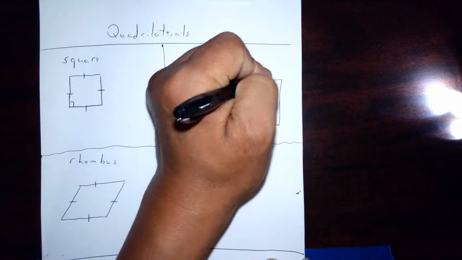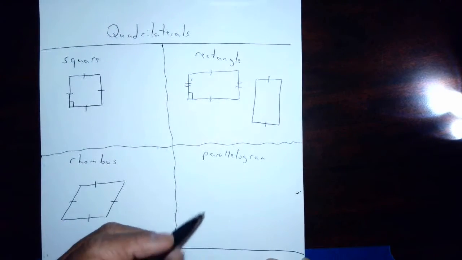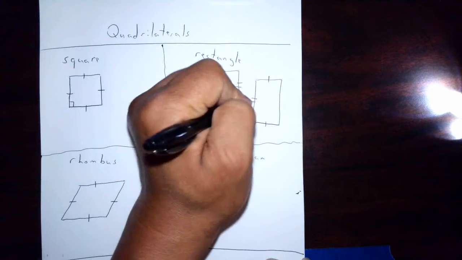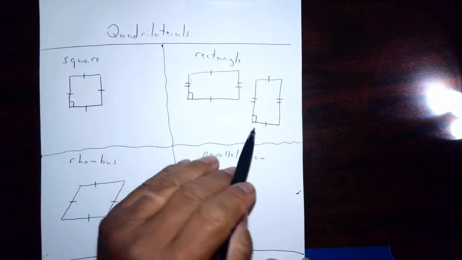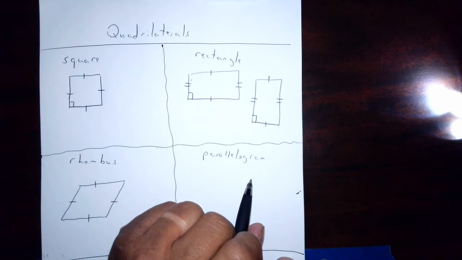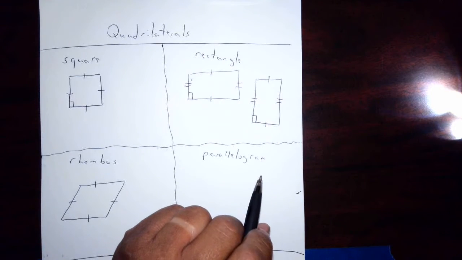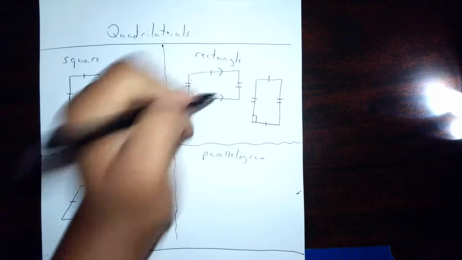Opposite sides are congruent, equal, and it has 4 right angles. Now, one thing that I did forget to mention on both the square and the rhombus is also this: opposite sides are parallel.